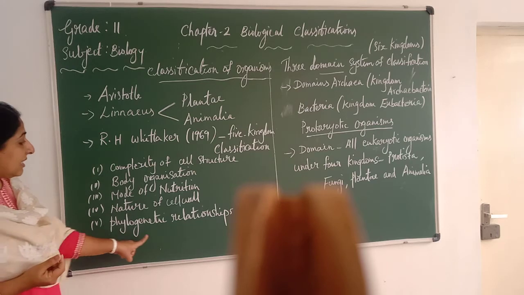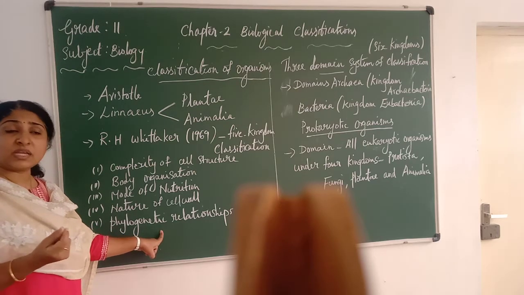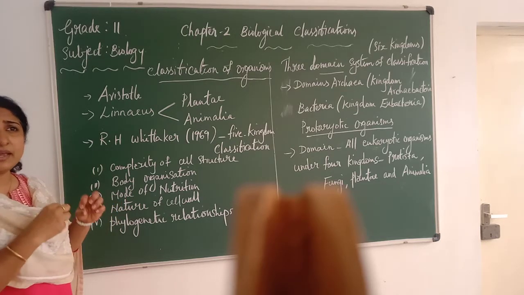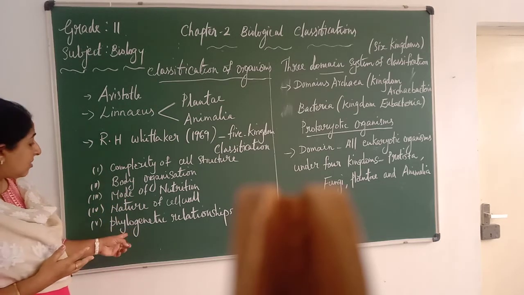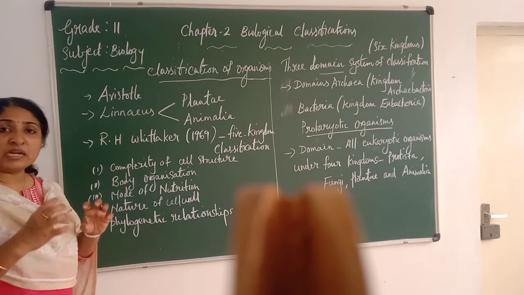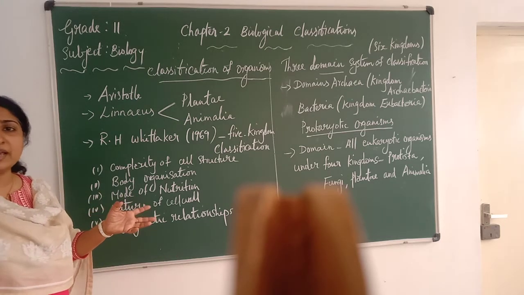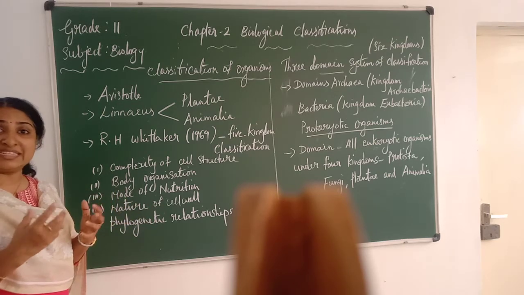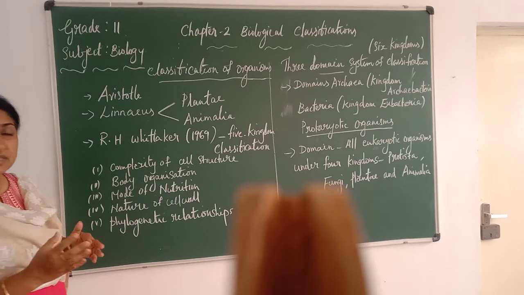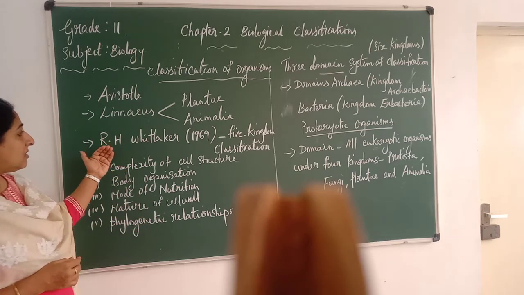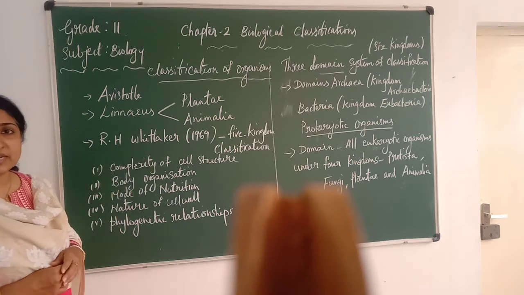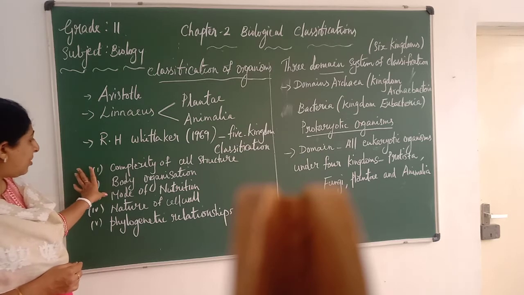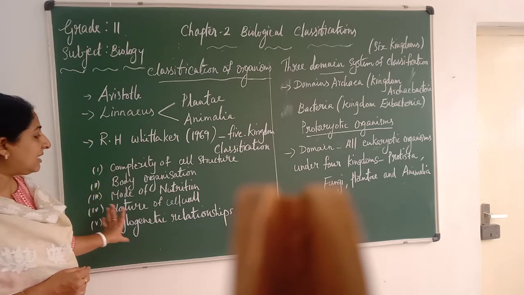Then next, phylogenetic relationships. It means there are different types of organisms, but they have some evolutionary development. It means they will have some common ancestors. That is called phylogenetic relationship. Different groups of organisms show some evolutionary development, and we can tell it by a phylogenetic tree, because they will have common ancestors. Based on all these characters, he made this 5 kingdom classification. So what was the criteria? Complexity of cell structure, body organization, mode of nutrition, nature of cell wall, phylogenetic relationships.